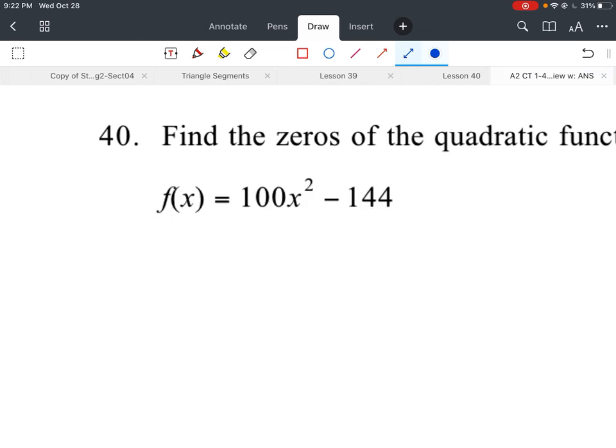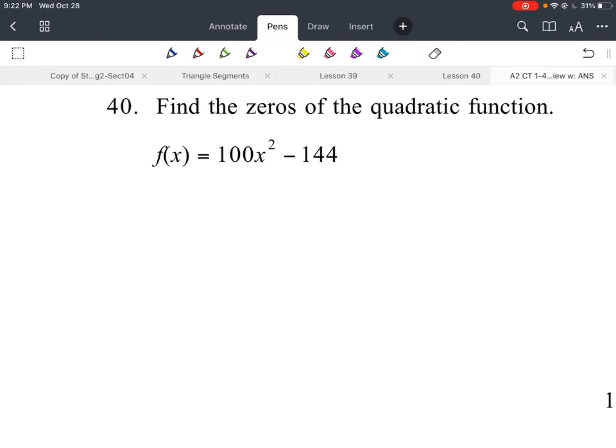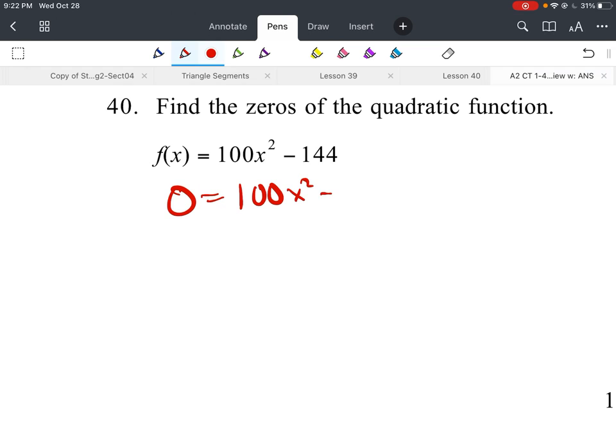Last one, here we go. Find the zeros of the quadratic function. So what does it mean to find the zeros? That means when does this whole thing equal 0? 100x squared minus 144. Now, 2 options here. You can obviously divide this thing by 4 and simplify it a little bit, or you might even just jump here and say, hey, these are both perfect squares.